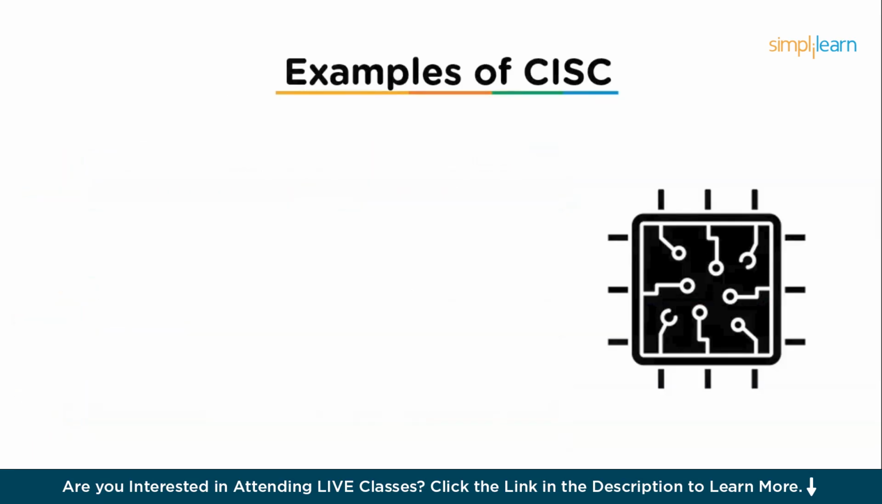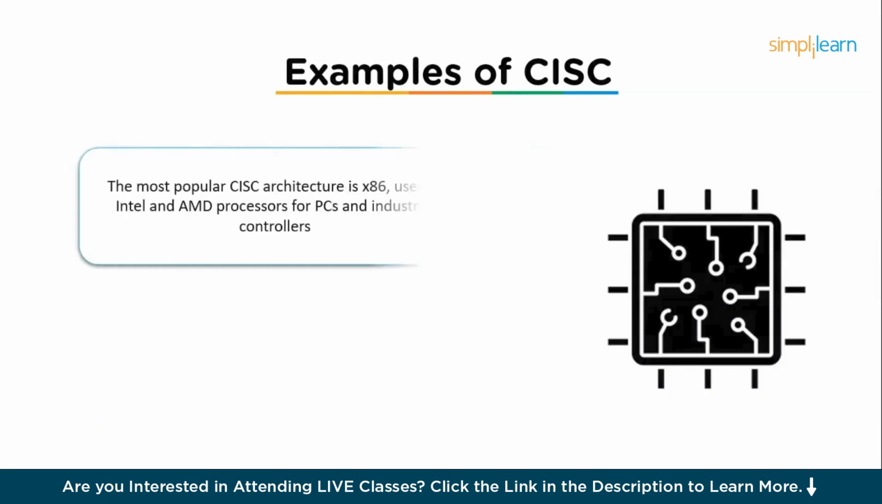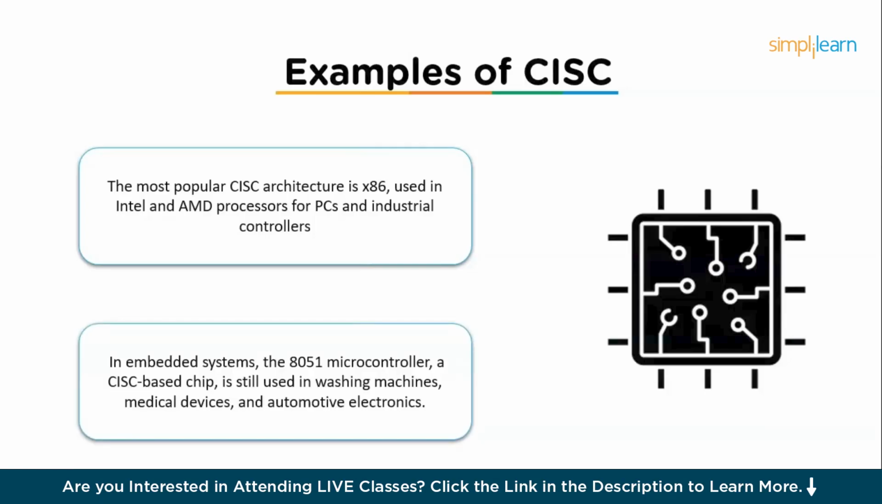Then we have examples of CISC in action. So where do we see CISC? The most popular CISC architecture is x86, used in Intel and AMD processors for PCs and industrial controllers. In embedded systems, the 8051 microcontroller, a CISC-based chip, is still used in washing machines, medical devices, and automotive electronics. It's not flashy, but it's reliable and cost-effective.